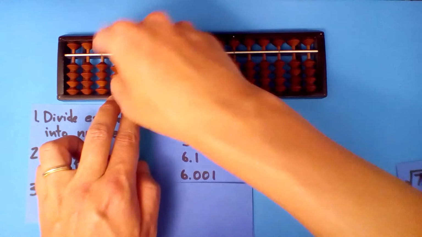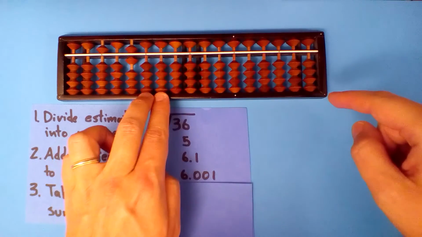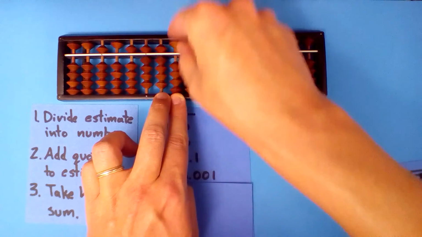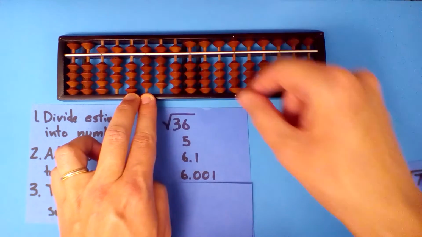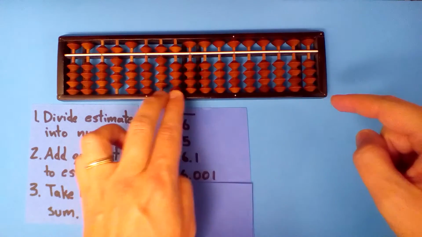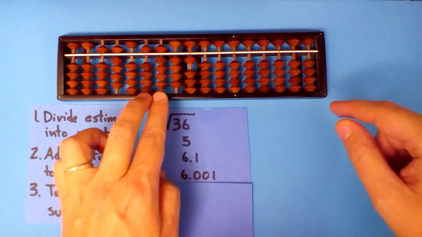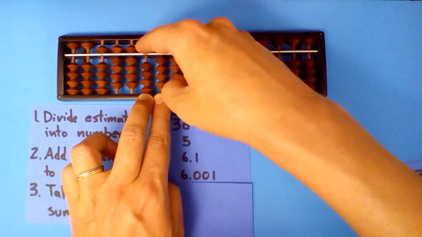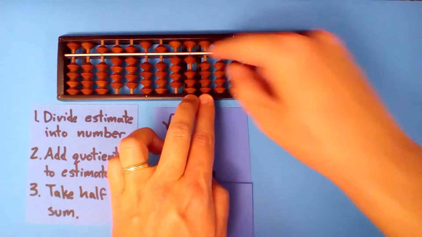6 into 36, 5 times. 5 times 6, 30. 5 times 0, 0. 0 again. And 5 times 1 is 5. 6 into 59, 9 times. 9 times 6, 54. 9 times 0 is 0. 0 again. 9 times 1 is 9. 6 into 59, 9 times. 9 times 6, 54. 9 times 0 is 0, and again 0. And 9 times 1 is 9.